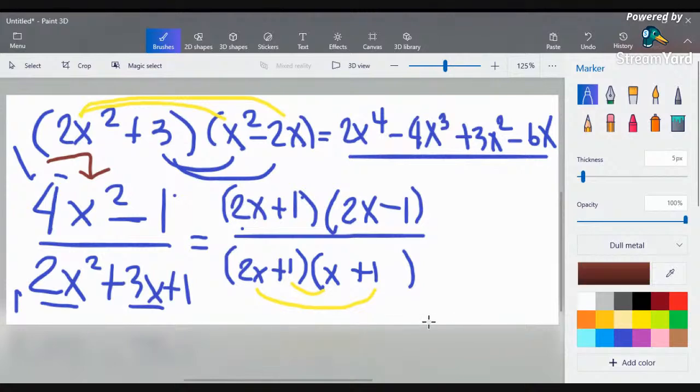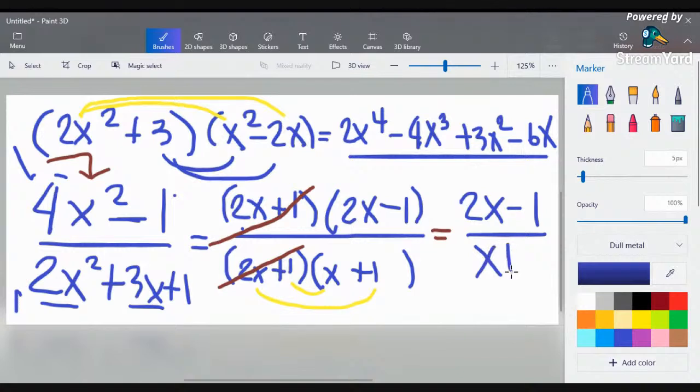Okay, after factoring out, so first step in division is you have to factor them out and cancel common terms. So what will we cancel here? That's 2x plus 1 and 2x plus 1. Therefore, the final answer will be the quantities that are left. That is 2x minus 1 all over x plus 1. That will be the answer for division.